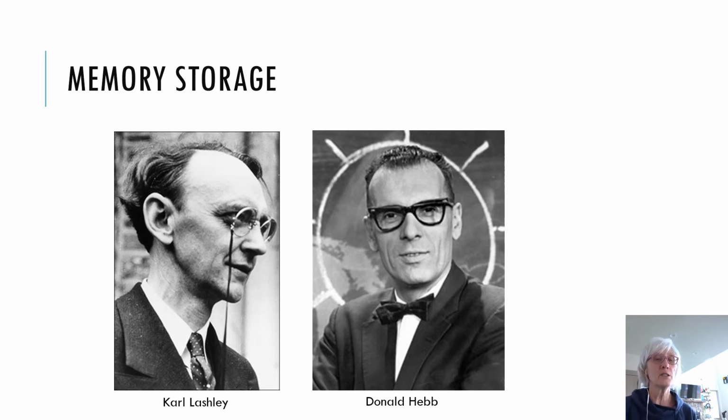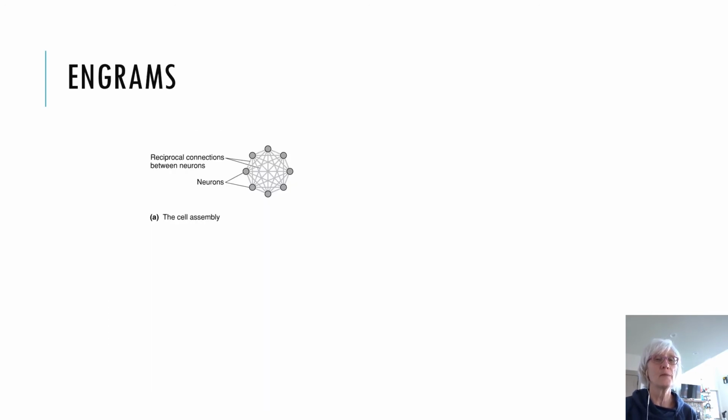And about 20 or 30 years later, Donald Hebb said, let me see if I can put some nuances to this memory storage idea. And he came up with the idea of engrams. So engrams are where memories are stored, and his hypothesis was that engrams were essentially neural circuits. He called them cell assemblies. And so here is a cell assembly where each of the dark dots on the perimeter of that circle are neurons, and they are interconnected with one another.